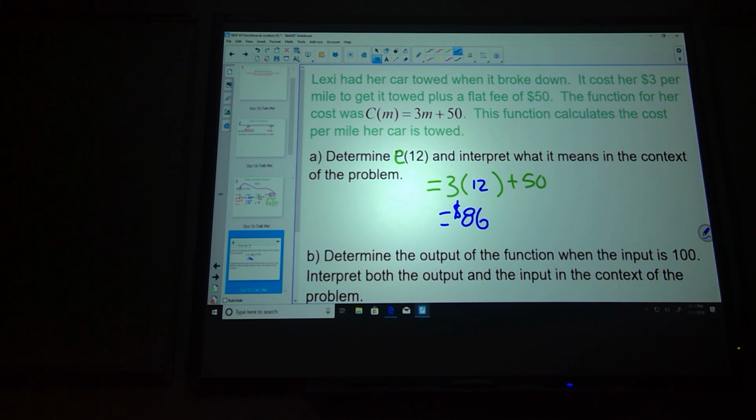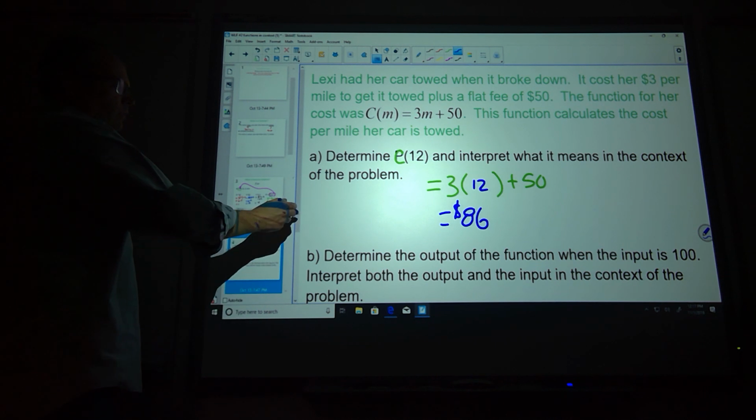So, what does this C at 12 mean? How many miles? This person needed their car towed a total of 12 miles, so it's going to cost them $86 to get it towed that far. Is that a good price? I don't know. You're sitting out in the middle of really hot Arizona. You might be willing to pay whatever you want to get your car out of the heat. But that's what C at 12 means. The person needs to get their car towed. It's a 12-mile journey. It took them $86 to get there. Do we feel comfortable with that so far? Anyone's kind of lost? Hope not.